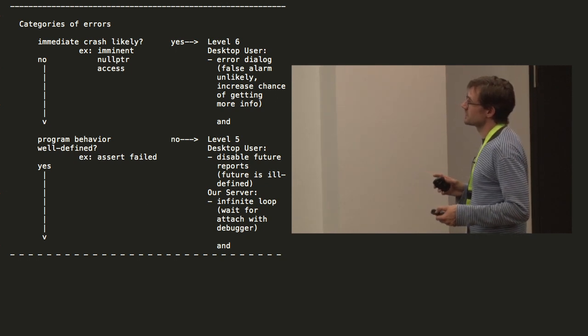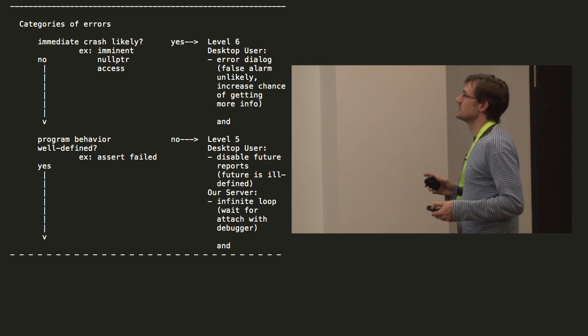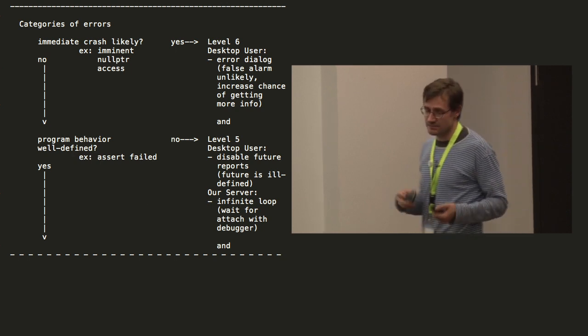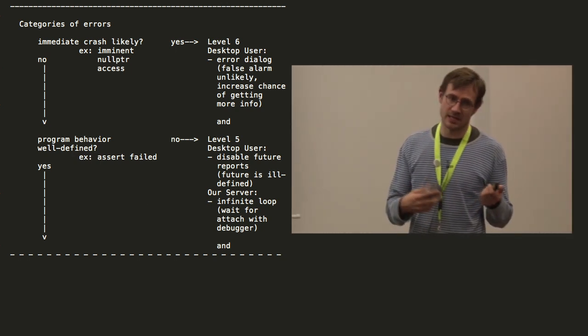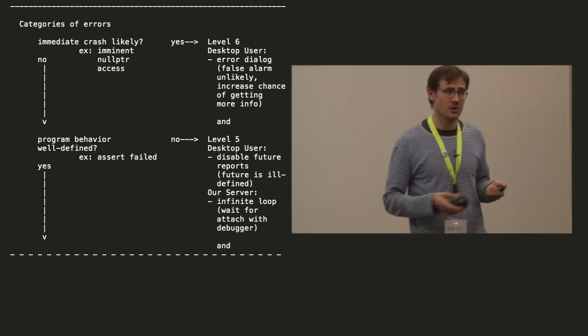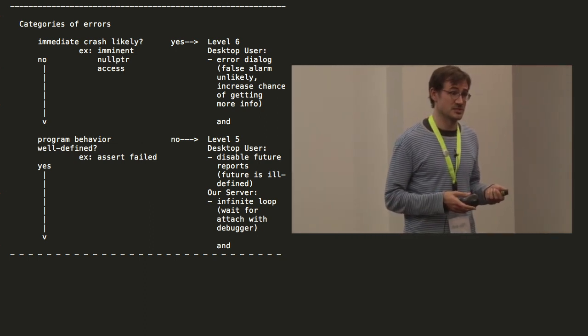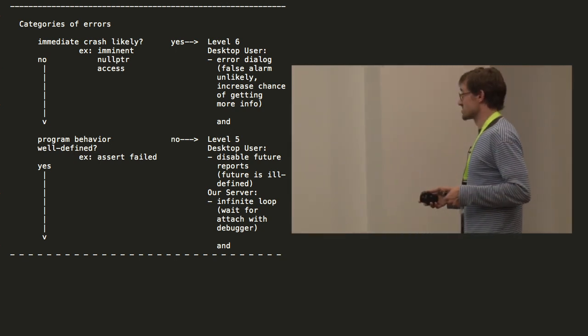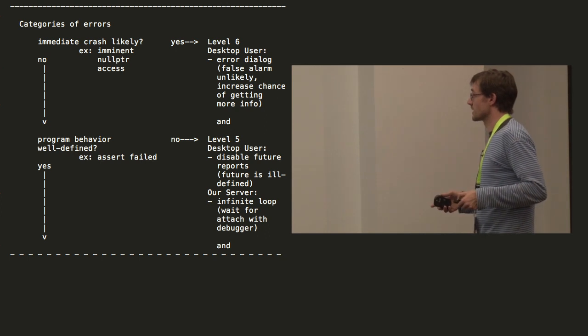Now, do you have well-defined program behavior? Well, after an assert failed, you don't. But you probably don't want to put up an error message. Well, why? Again, you don't want to tell people, hey, if you're writing an assert, you get error messages popping up left and right. So you probably don't want to tell the user that an assert failed, just in case you have a wrong assert. Our server, on the other hand, goes into an infinite loop, okay? Because this is undefined behavior, and we can afford it.